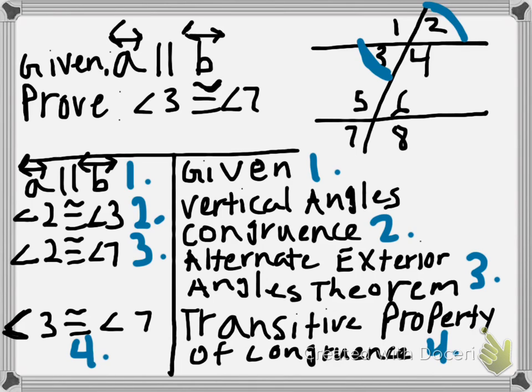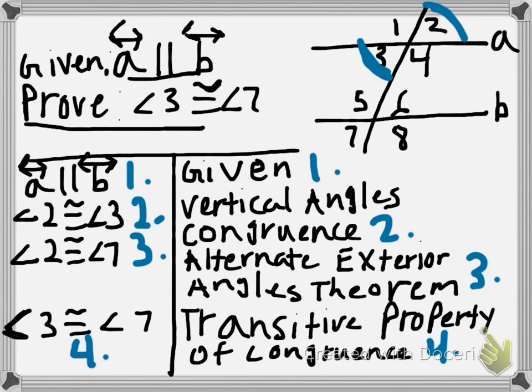The corresponding angles theorem says, if two parallel lines are cut by a transversal, then the pairs of corresponding angles are congruent. So here's an example. This is line A and line B, and these are parallel, and that's what's given. So we are given that line A is parallel to line B, and what we have to prove is that angle 3 is congruent to angle 7.